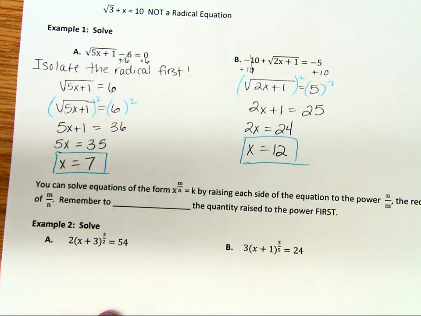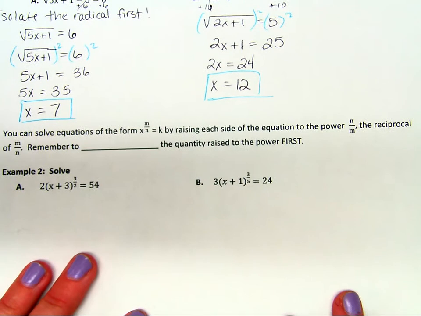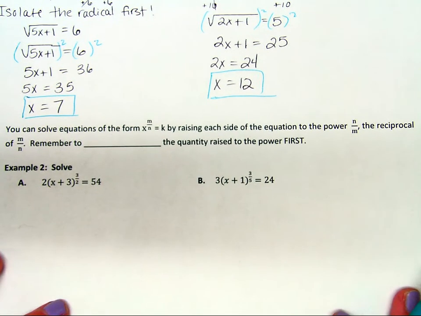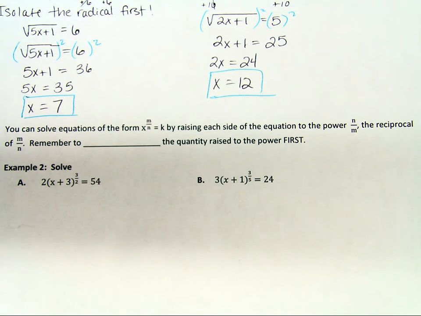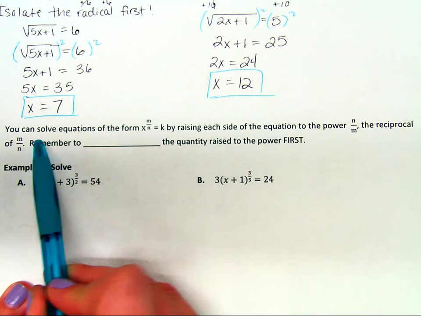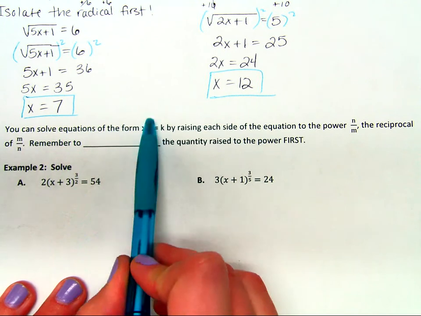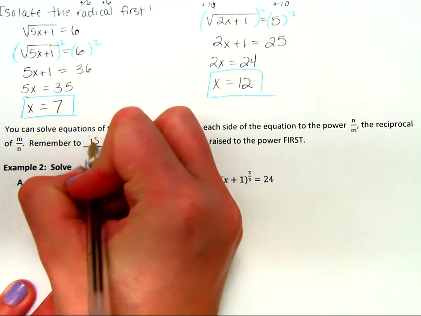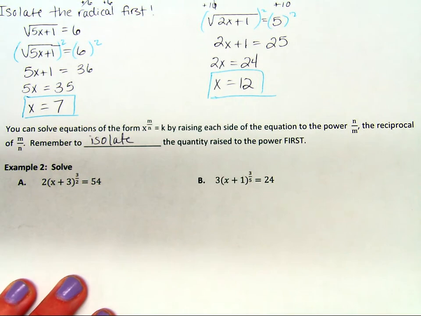All right. Next, we're going to talk about this other property that involves rational exponents. It says you can solve equations of the form x to the m over n power equals k by raising each side of the equation to the power n over m, which is the reciprocal of m over n. Remember to isolate the quantity raised to the power first.